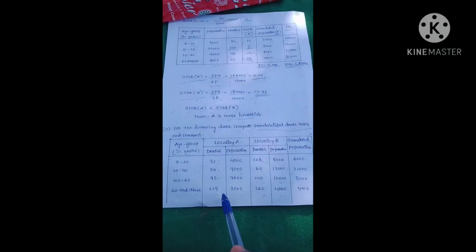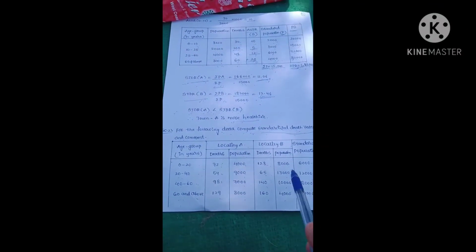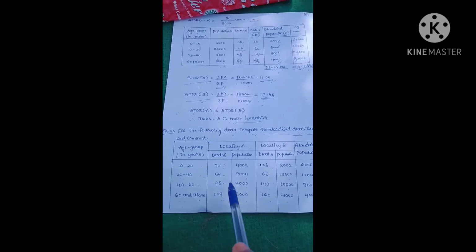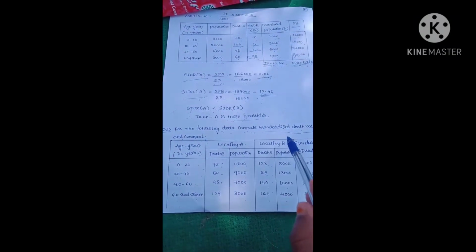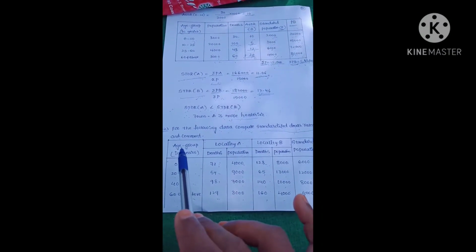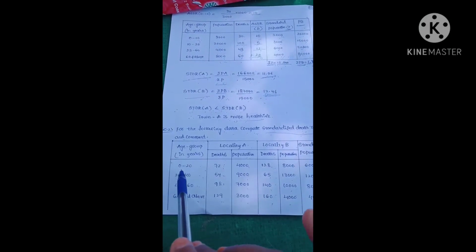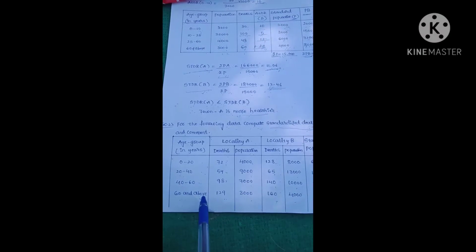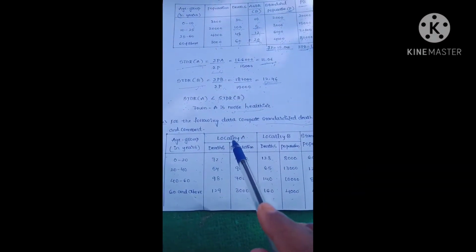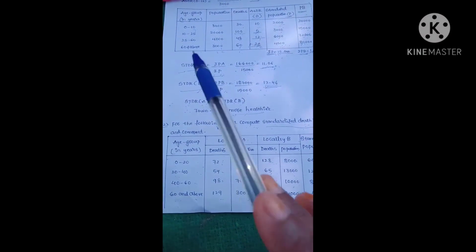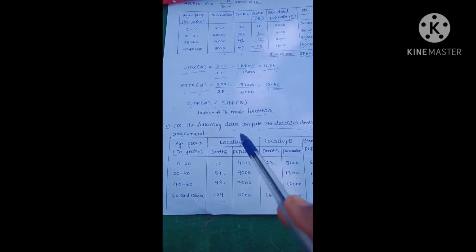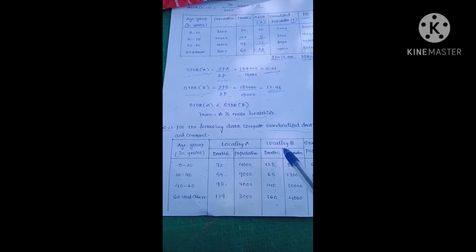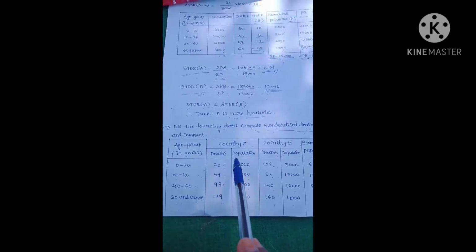Here also one table is given. This table is given in the question. By using this table we have to calculate standardized death rate. What is the table here? Age group in years: 0 to 20, 20 to 40, 40 to 60, 60 and above. Next, locality A is given. In the first question it was town A and town B. Here in the second question, locality A and locality B. In each locality two columns are given.